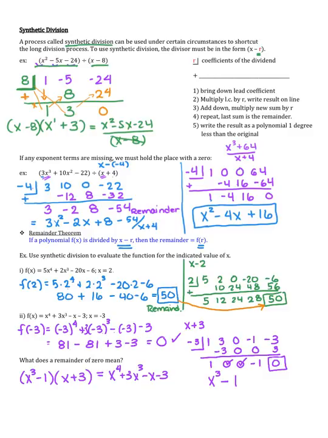So you want to plug in a number to see if you get 0. If you get 0, that means you can find the other factors of that polynomial by doing your synthetic division. Otherwise, if you don't get 0 for a remainder, then there's no point continuing. All right? I hope this made sense.